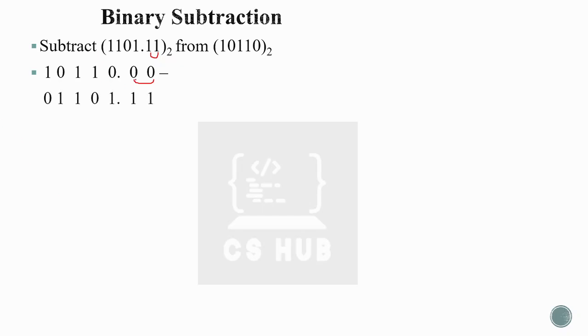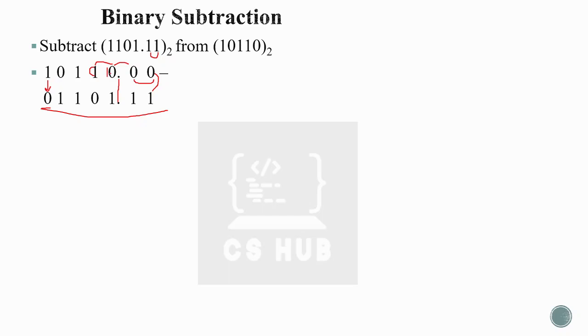Next, align their decimal positions. So, here 10110 and here 1101, and I have added a 0 over here to match with this 1. Okay. Now, let's use our method. We are going to subtract this 1 from the 0, which is not possible. We look for the immediate left position. It is also a 0. We look for the next left position. This is also 0. So, next position, this is a 1. We can borrow a 1 from here. This 1 becomes a 0. And our 0 becomes 2, right?